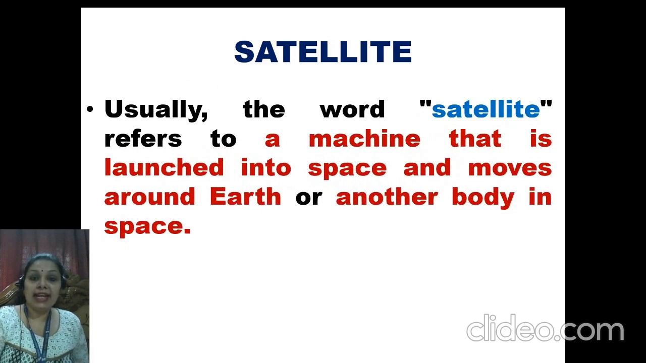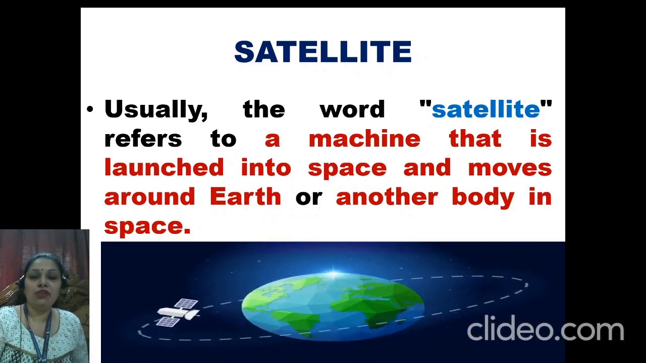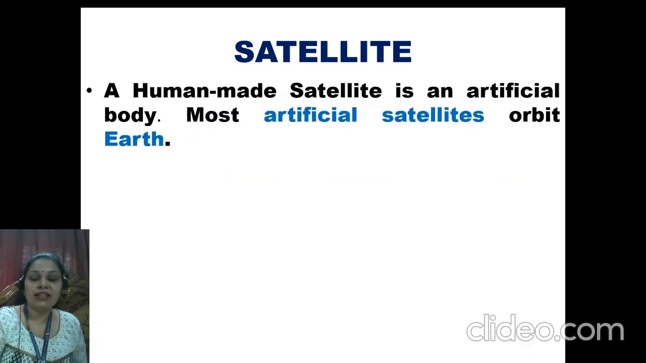Usually, the word satellite refers to a machine that is launched into space and moves around the earth or other bodies in space. So we have artificial satellites and we have natural satellites. Artificial satellites are machines that are launched into space which move around the earth and other bodies in space. You can see here this satellite is revolving around the earth. A human made satellite is an artificial body. As I told you, most artificial satellites orbit earth.